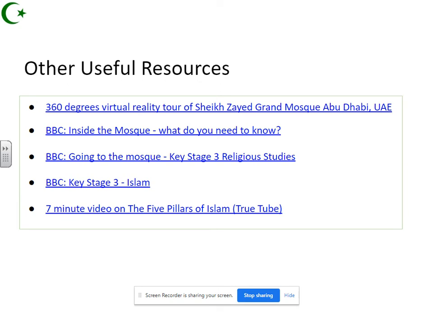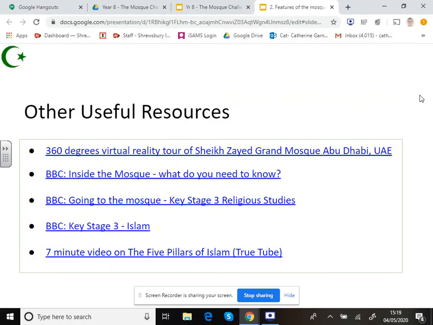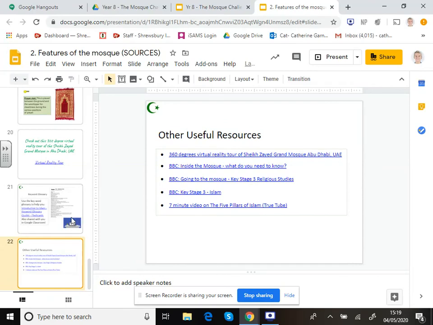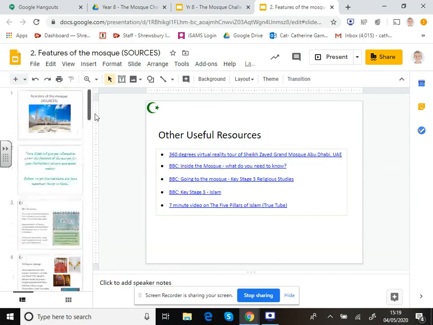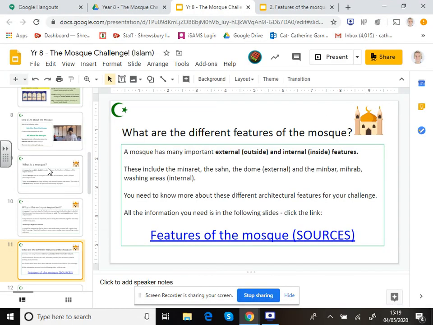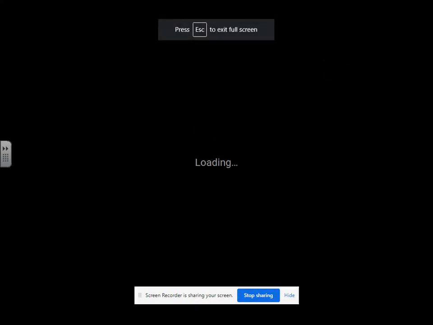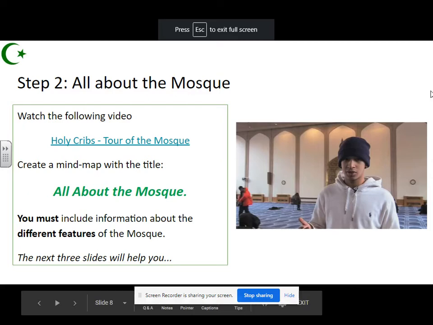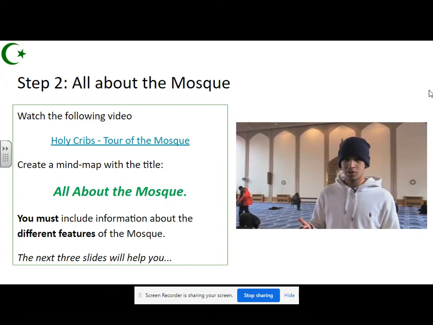And you can also go back and have a look at that video I mentioned at the beginning of the lesson. So I'm going to go back, because I've talked quite a long time now, and just recap the task for today. So your task for today is to think about the features of the mosque. So for step 2, I would like you to create a second mind map, this time with the title All About the Mosque, and you must include information about those different features. Okay. Now, you're probably going to have 2 lessons to do this, so I want it to be done well.